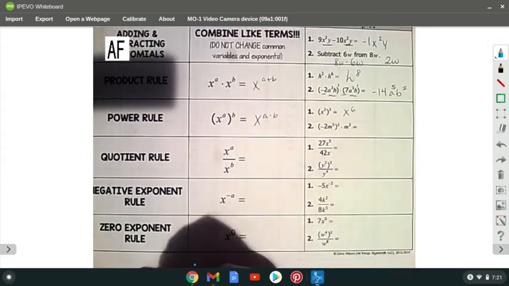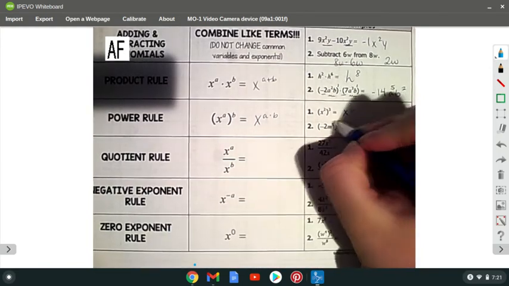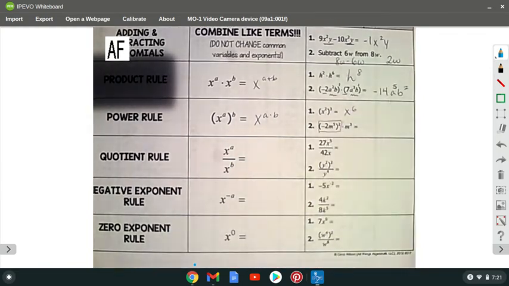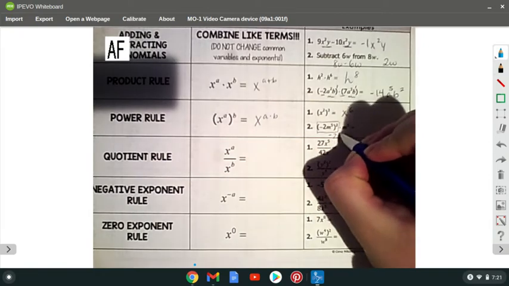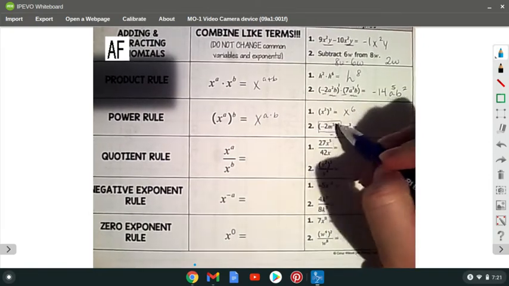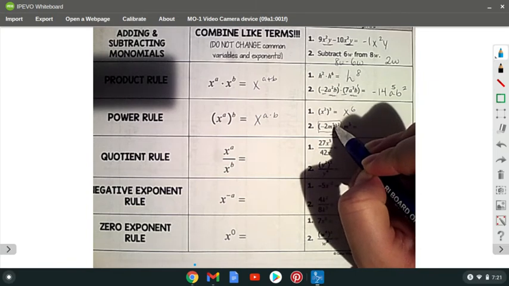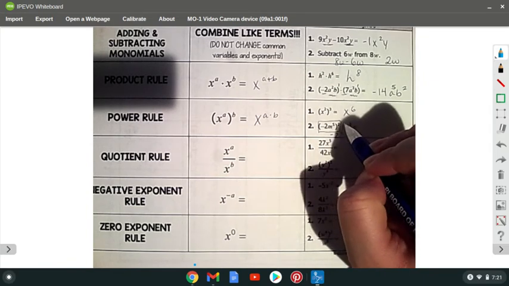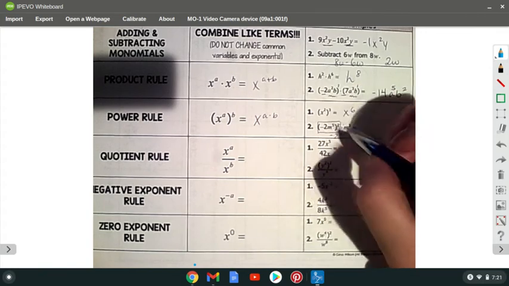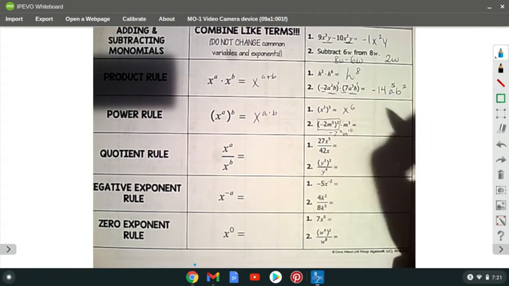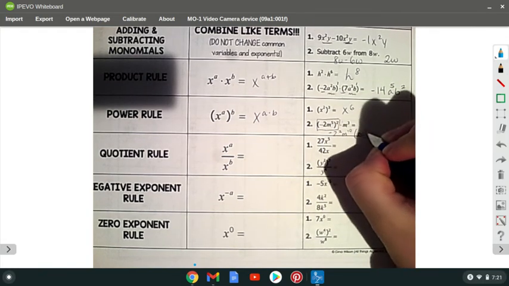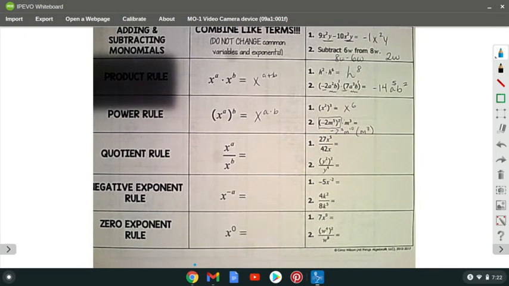Down here I got 2 steps to do. I got to work on this first. So I'm raising that -2 to the power of 2. Everything in that parentheses has to go to that power of 2. Then I'm doing this m to the power of 5 to the power of 2. So that's that power to a power. So I'm going to do 5 times 2 here to get m to the power of 10. And then that's being multiplied by m to the power of 3.